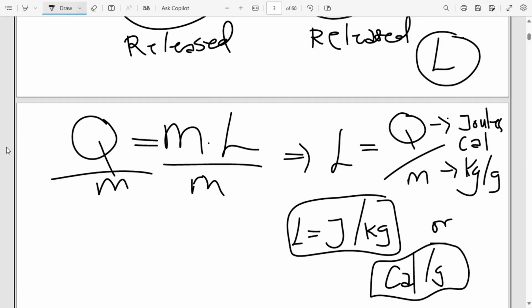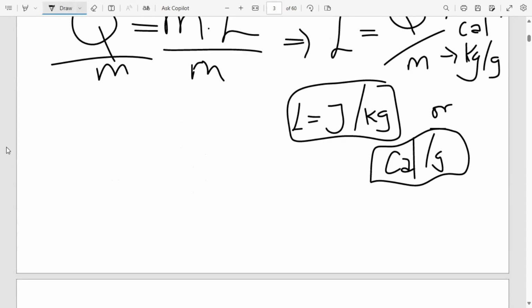Okay, so we've described what latent heat is, and we've described two phase changes, from a liquid to a solid and from a solid to a liquid, and we also talked about the change in phase between a gas and a liquid. There are also two types of latent heat that exist. And what are those types of latent heat? There's what we call latent heat of fusion.